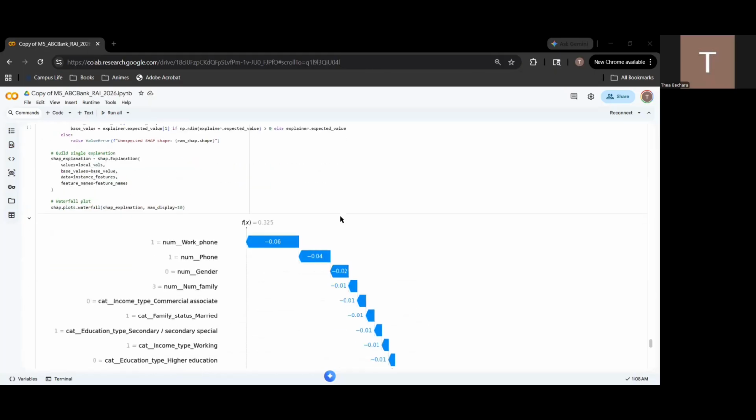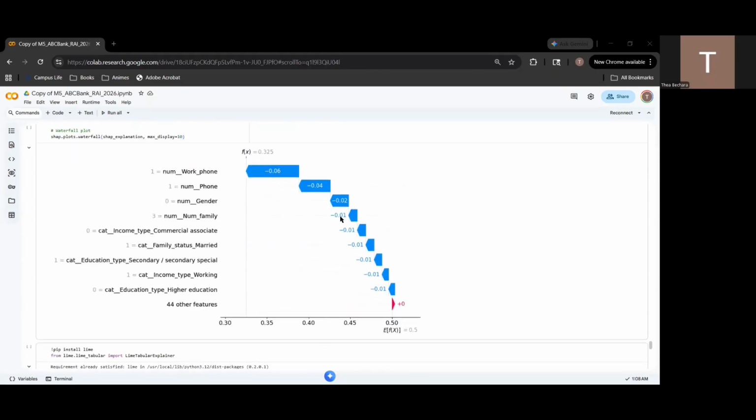The SHAP waterfall plot explains a lot in a single prediction. Blue bars represent the features pushing the prediction towards denial, and orange bars represent features pushing the prediction toward approval. The plot starts with a baseline prediction and shows how each feature increases or decreases the final approval probability. So as we can see, for example, the number of work phones, number of phones affects gender, and somewhat affects family member size. Different things have different effects.